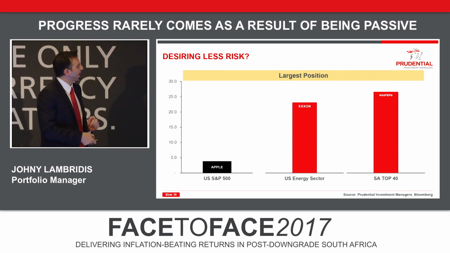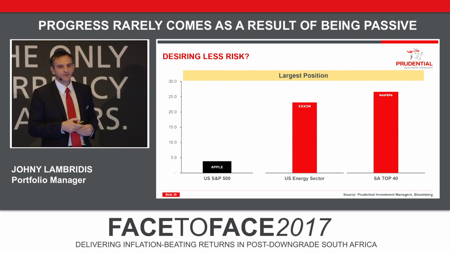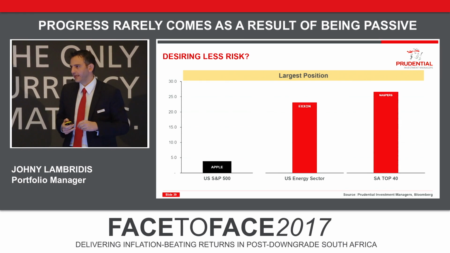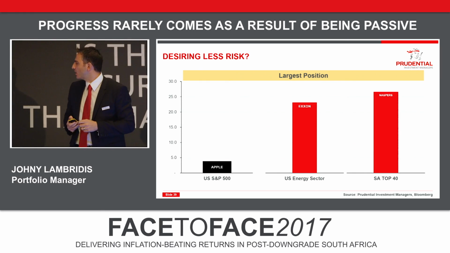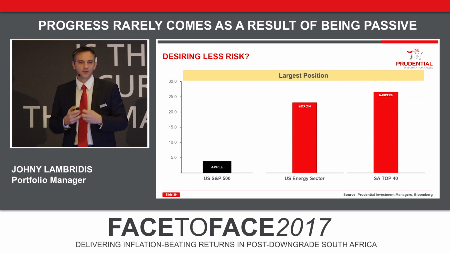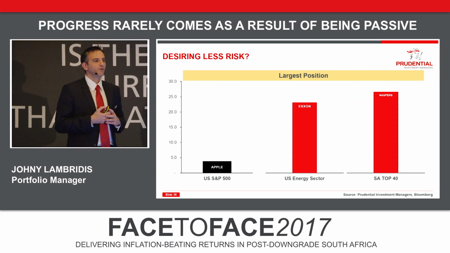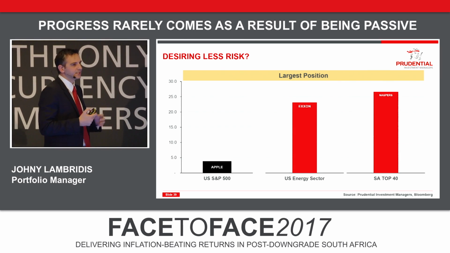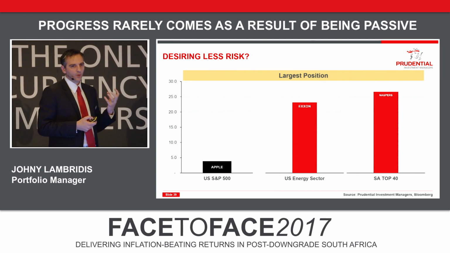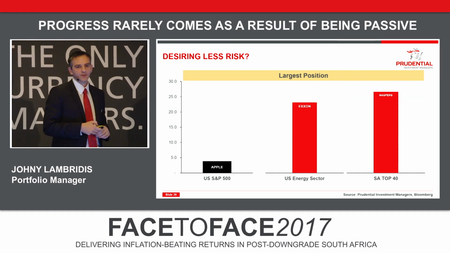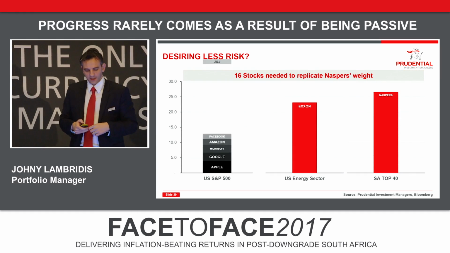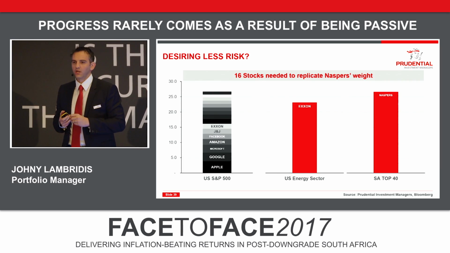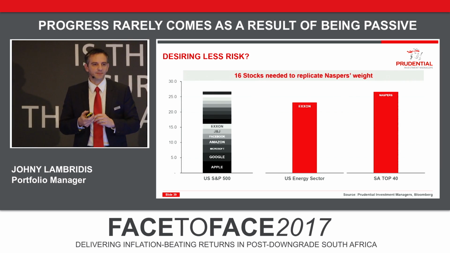Then the same is not true if you look at a narrowly defined sector ETF in the US, or unfortunately for the purveyors of passive, in South Africa. Here, the largest stock in these indices is 25% of your index, made up of one particular stock. So rather than requiring less risk, you're actually picking up significant company or idiosyncratic risk by simply tracking the index. In fact, in South Africa, to replicate that weight in Naspers in the US, you'd have to buy 16 of the world's largest companies to replicate Naspers' weight.